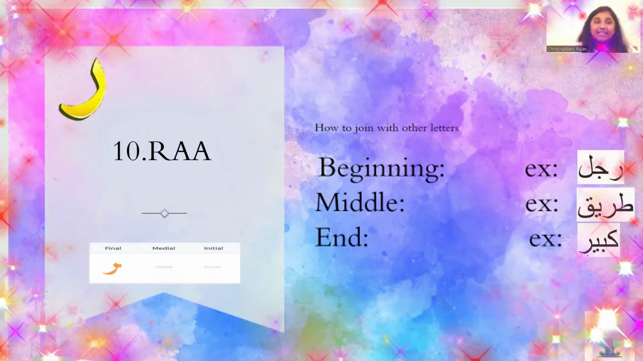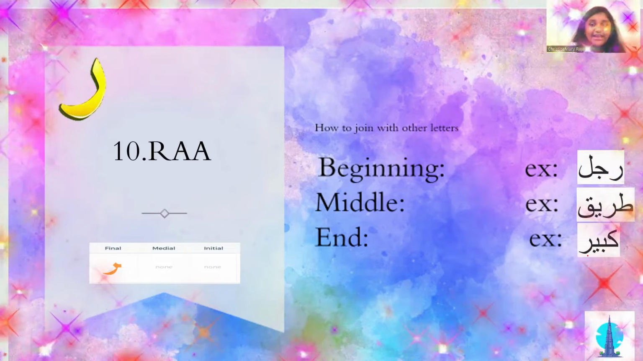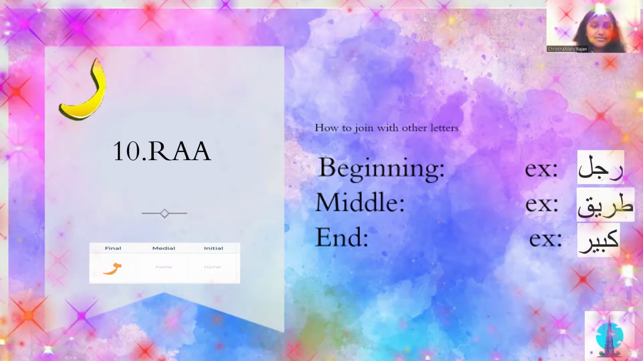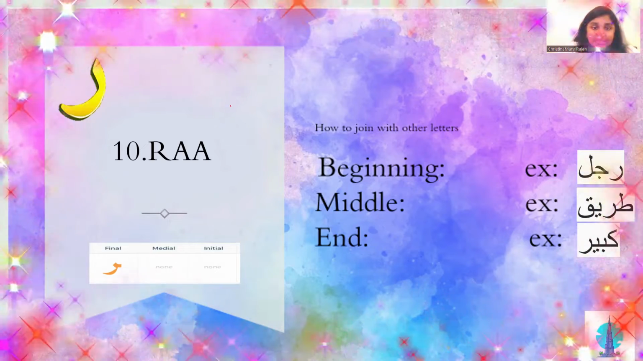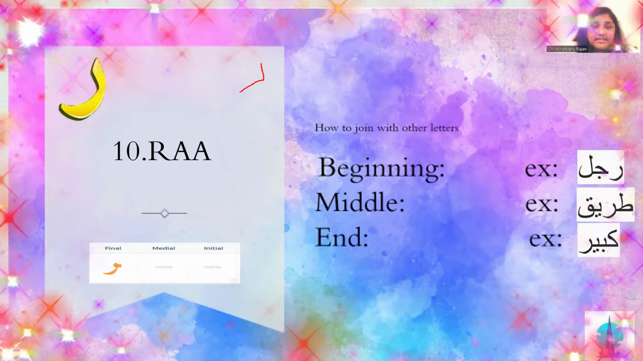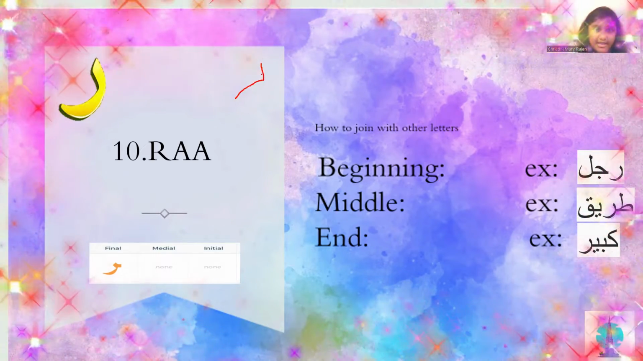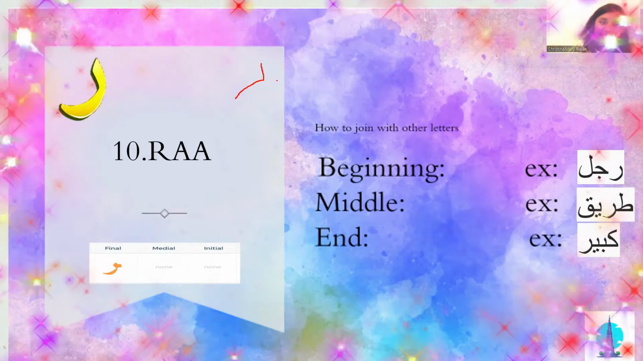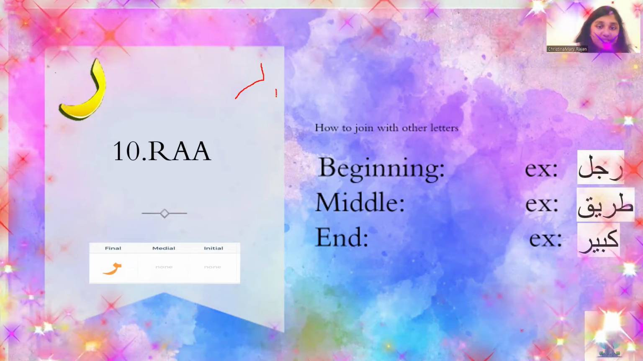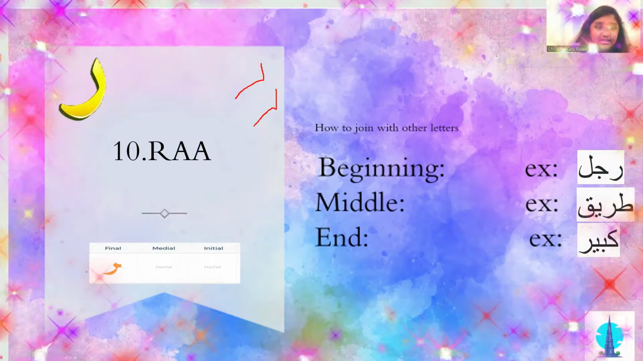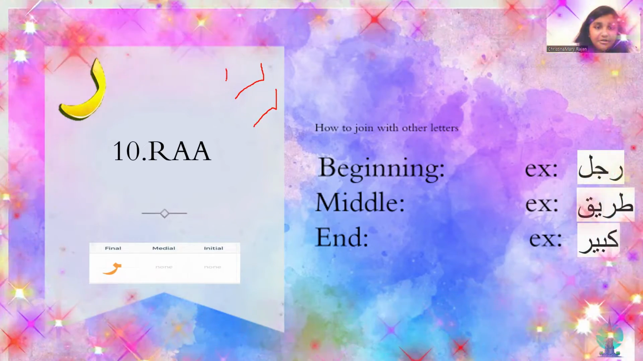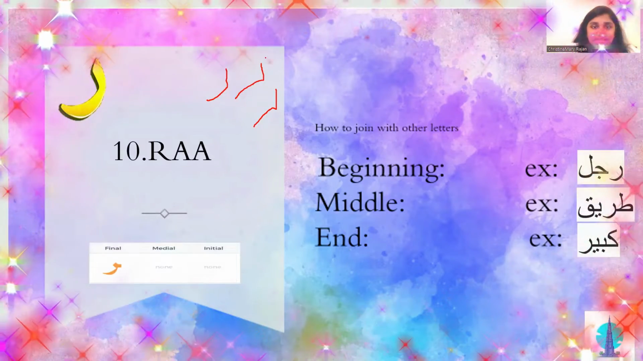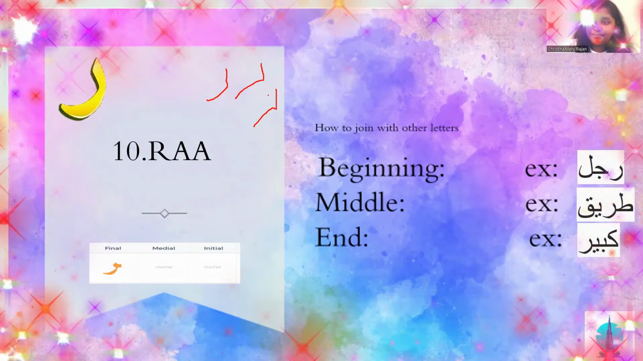Okay, our next letter is Ra. It's the same thing as Zal, it can't join with the letters in front. So let's learn how to write it. Like this. A straight line, and then you go a little like this. But we can also write it like this if you feel comfortable, or like this. Any choice of yours. But this is what I usually use to write.